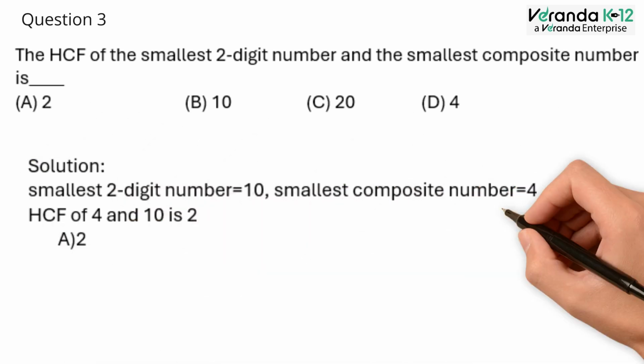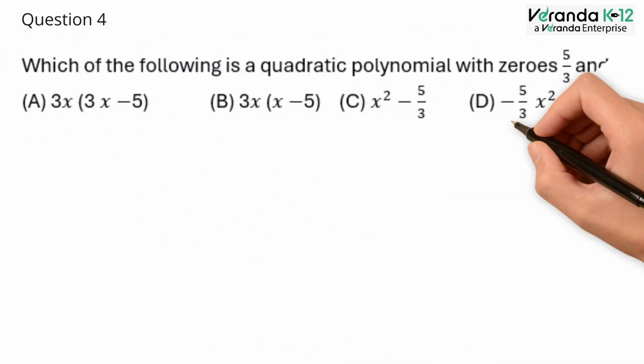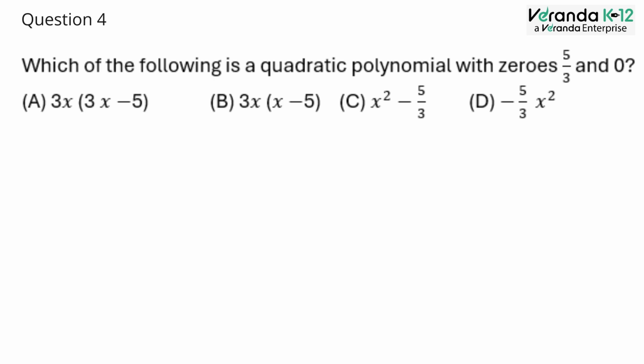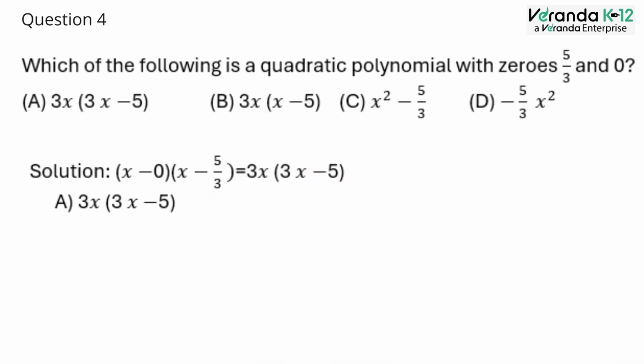smallest two-digit number is 10 and smallest composite number is 4. So HCF of 4 and 10 is 2. Option A. Fourth question. Which of the following is a quadratic polynomial with zeros 5 by 3 and 0? So we can find the polynomial multiplying x into x minus 5 by 3, which can also be written as 3x into 3x minus 5. Option A.